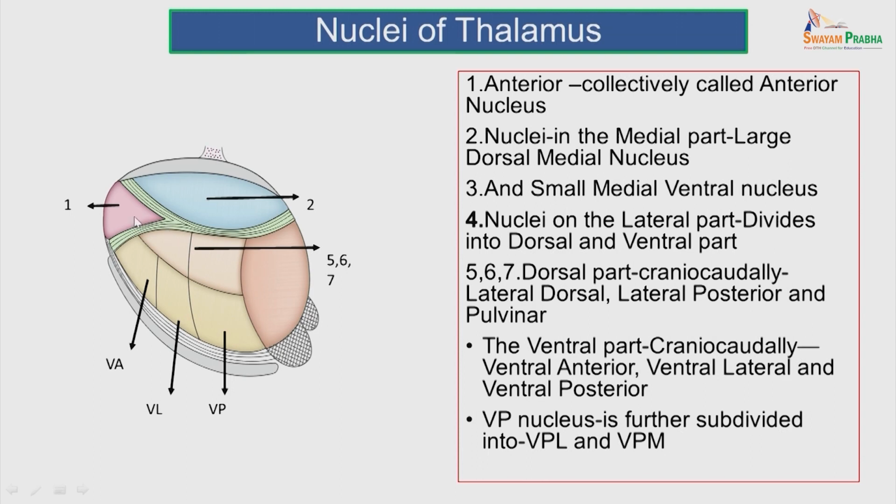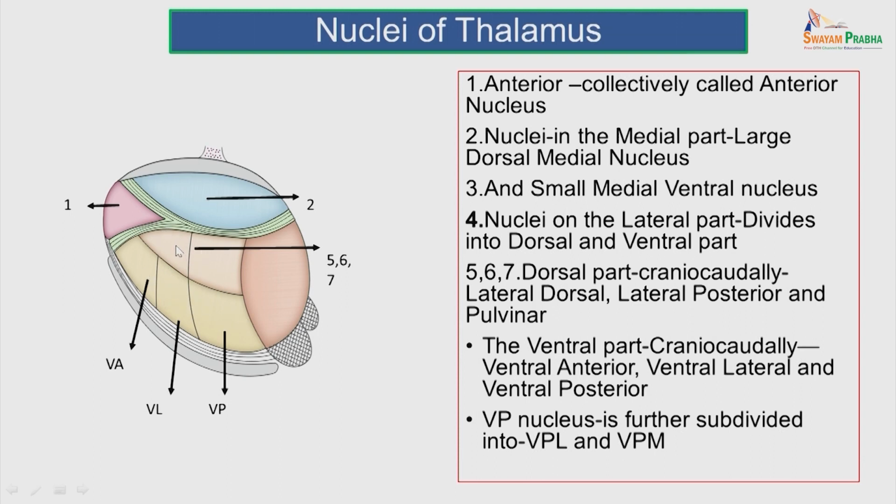The largest of it is the ventral nuclear complex. In the medial side, between the limbs of the intramedullary lamina, we have the dorsal nuclear complex, which is very large and is divided into the dorsal medial and the dorsal ventral part. Then we have the ventral nuclear complex, which divides into a dorsal part and a ventral part.